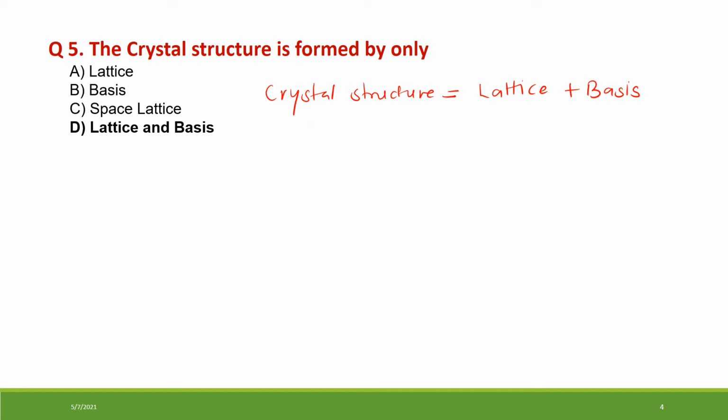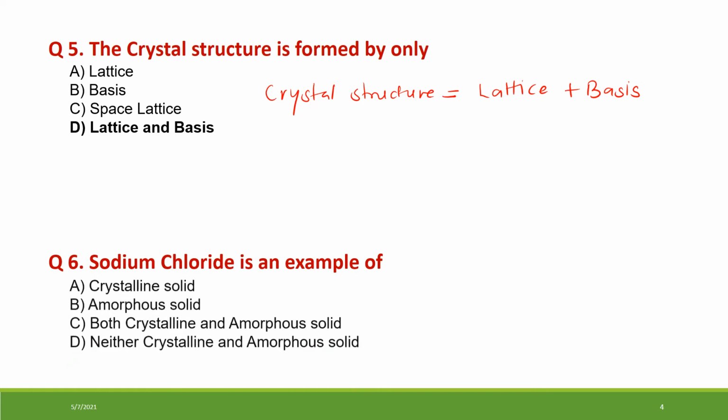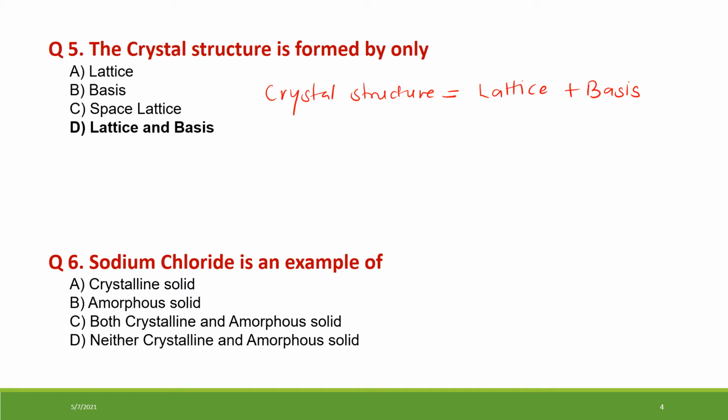Now next question. Sodium chloride is an example of, and the options are A, crystalline solid, B, amorphous solid, C, both crystalline and amorphous solid, D, neither crystalline nor amorphous solid. So sodium chloride is an example of crystalline solid.